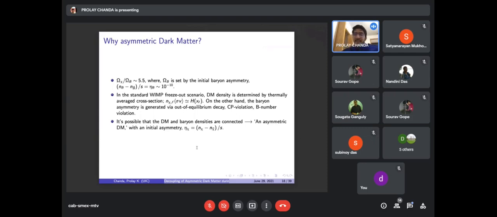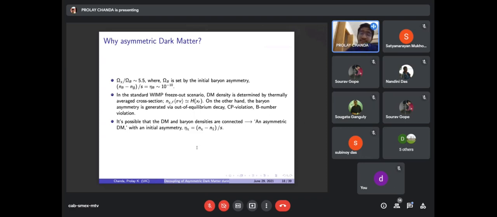So the main motivation is that the relative density between the dark matter and baryons is of the order of 5, which is in a way of order 1, right? In all the parameter scales we consider, it is of the order of 1. Now we know that for baryons, the current density is set by the asymmetry.